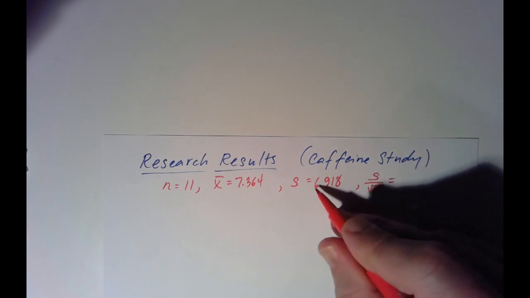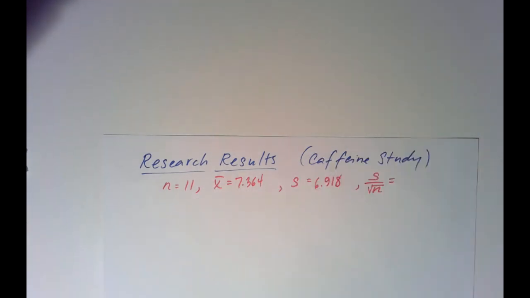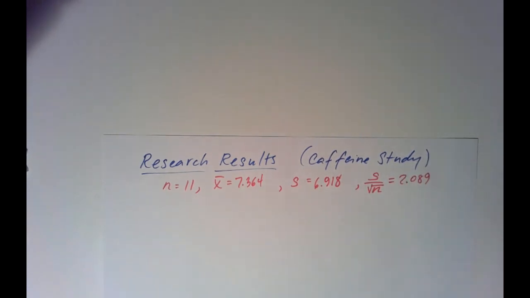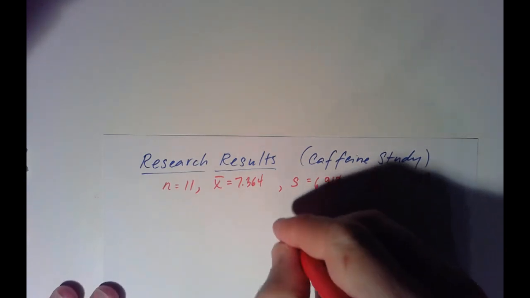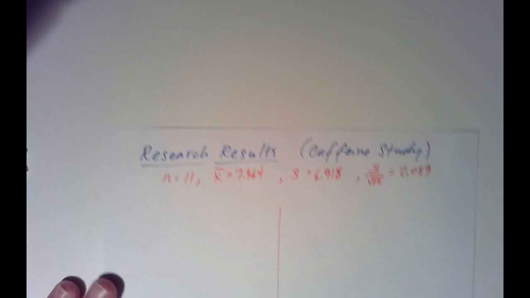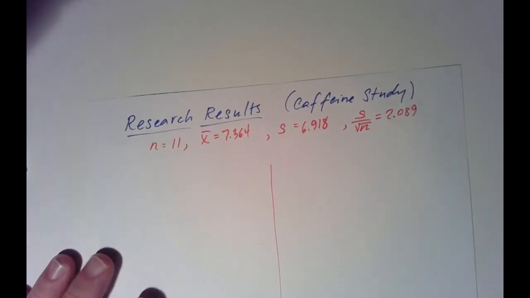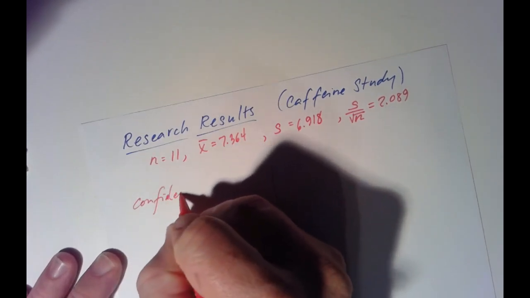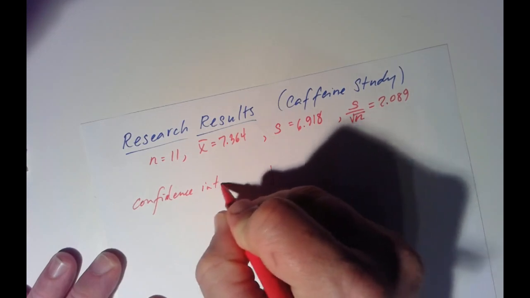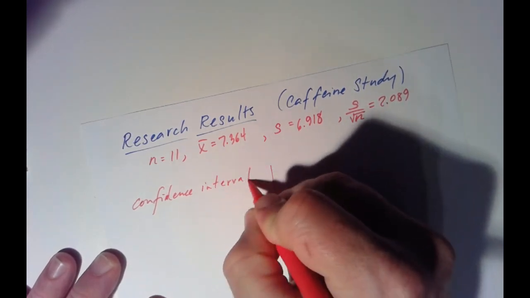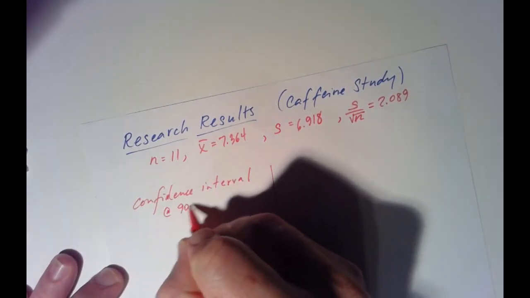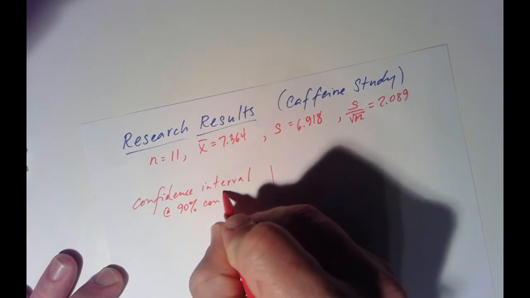And just divide that number by the square root of that number, and you get something like 2.089. Okay, I'm going to split this, and we're going to do both kinds of inference procedures that we've learned. The first one will be the confidence interval, and the other one is the test of significance. And the book suggests 90% confidence here, so we'll do that.